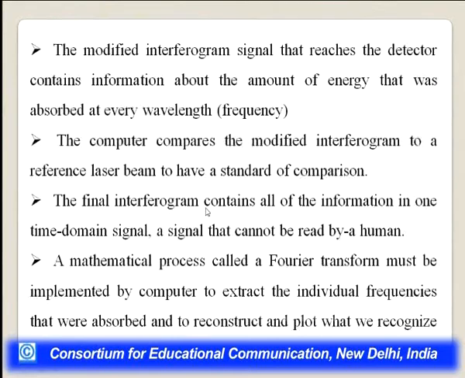The final interferogram contains all the information in one time domain signal, a signal that cannot be read by a human. So we have to convert it, and a mathematical process called a Fourier Transform must be implemented by the computer to extract the individual frequencies that were observed and to reconstruct the plot we recognize as a typical IR spectrum.